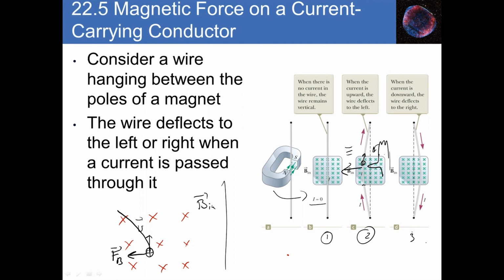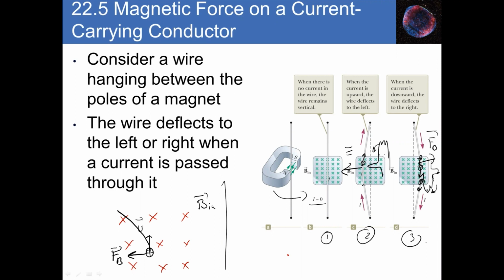The next, case 3, we reverse the direction of the current. Now the current is going down. You can think of some positive charges going down. And again, using the right-hand rule, if your fingers are in the direction of the velocity, then they have to be curled downward in the direction of the magnetic field. Then in this case, your thumb is pointing to the right. So there is a force acting on this wire to the right.